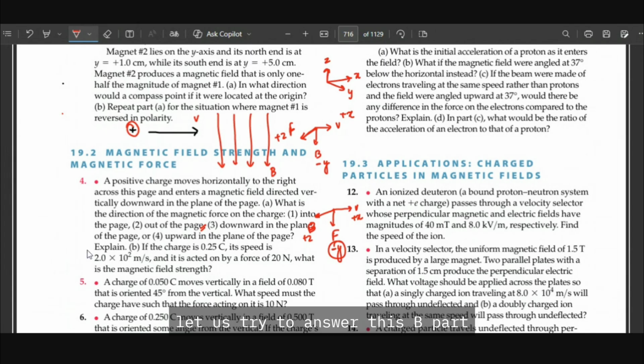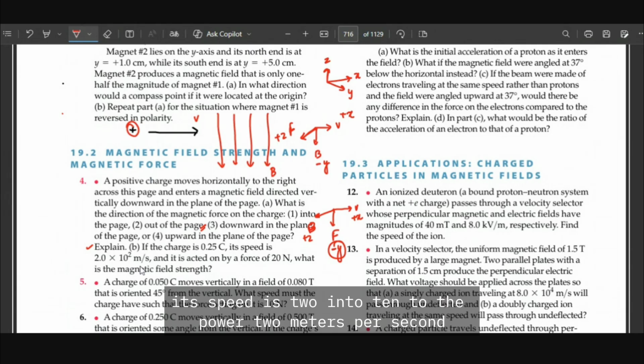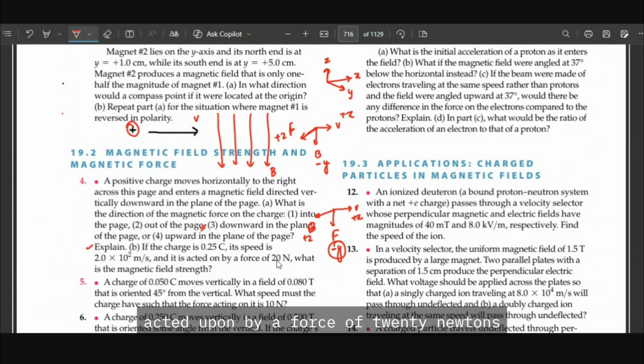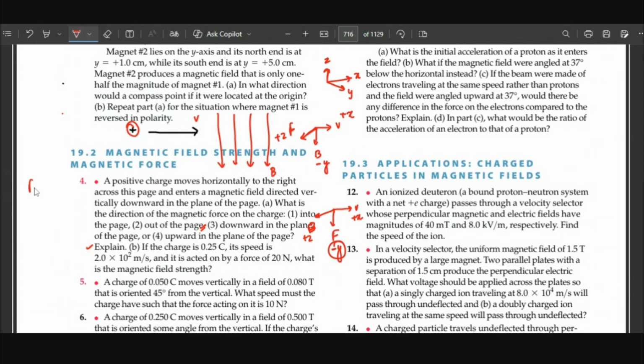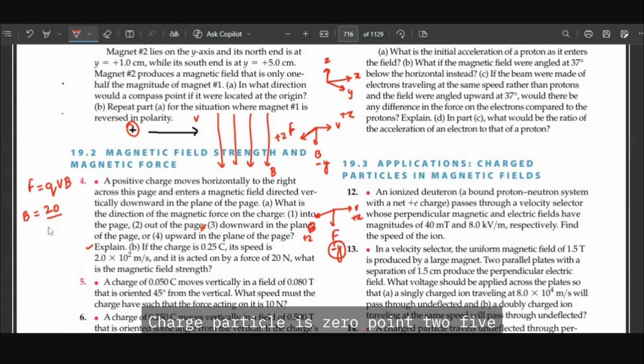Now, let us try to answer this B part. If the charge is 0.25 coulombs, its speed is 2 times 10 to the power 2 meters per second, acted upon by a force of 20 newtons. What is the magnetic field strength? Now, it is pretty simple. Force is QVB. We have to find the magnetic field. Force is given as 20 newtons. Charge is 0.25 and velocity is 200.